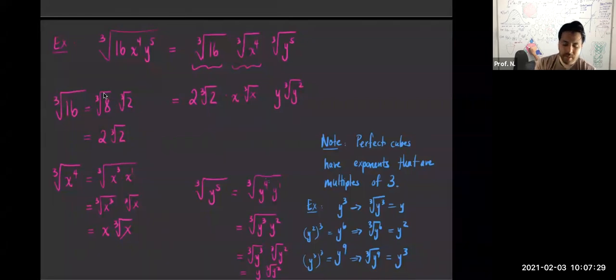And so now, everything that's outside the radical, put it outside the radical. So it's going to be 2xy, right? And everything that's inside the radical, just leave it inside the radical, which is going to be 2y squared. And that's my final answer.